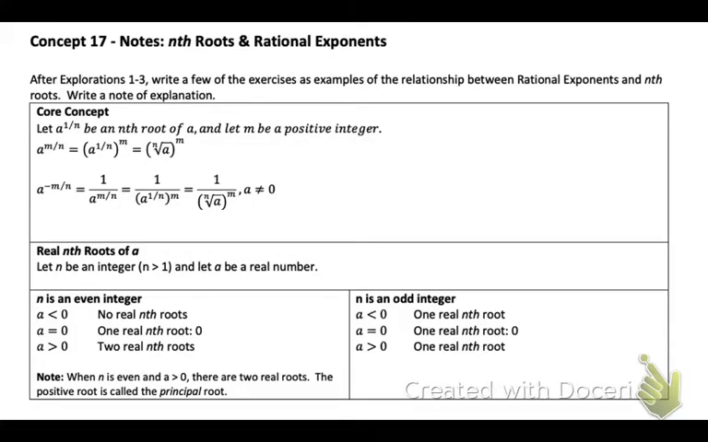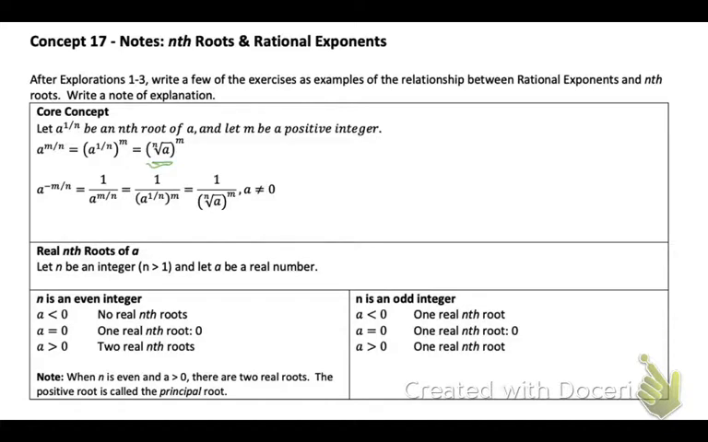So look at this core concept. If you have a number or a variable a raised to the 1 over n power, then we can think of it as the nth root of a. So a raised to the m over n power is the same thing as, going all the way to the end of that expression, the nth root of a raised to the m power. And if you have a negative exponent, you're just going to rewrite that as the reciprocal, 1 over that expression raised to that positive exponent.